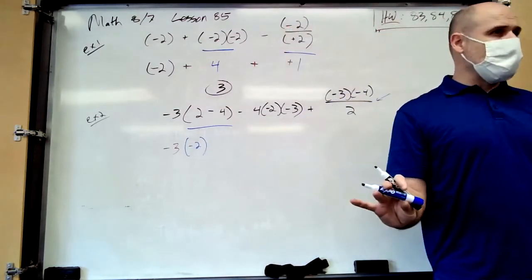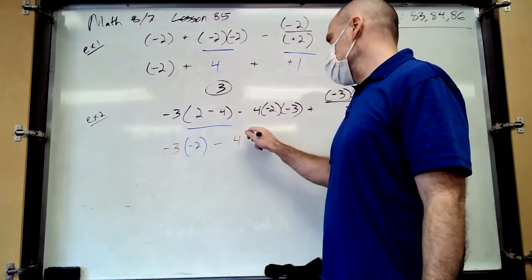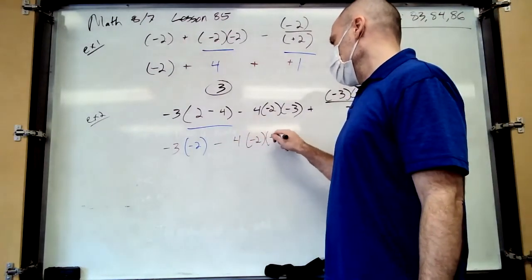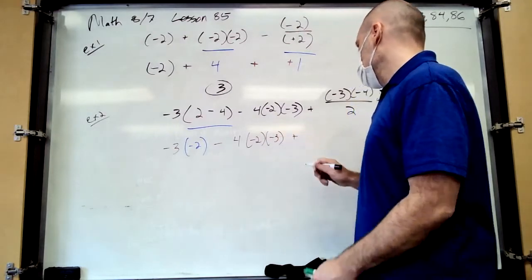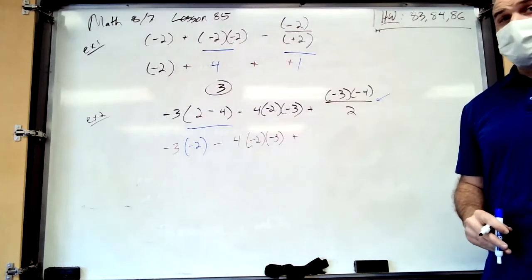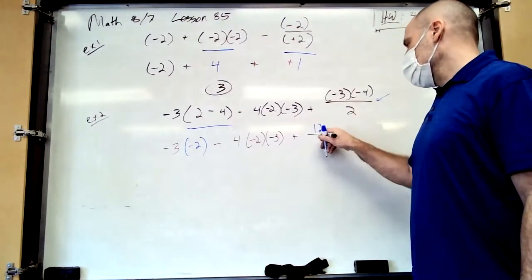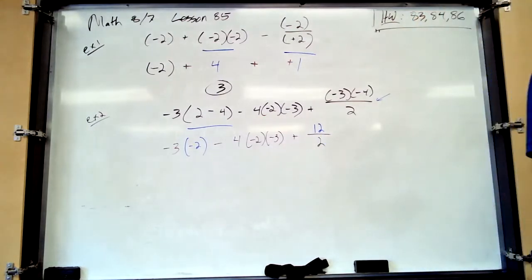Minus. I'm not doing this yet. I'll probably do it next. And then what's on top here? What's -3 times another -4? Positive 12. All over 2. So far, so good? Okay, good.